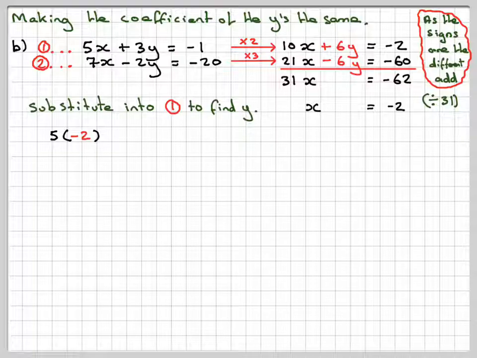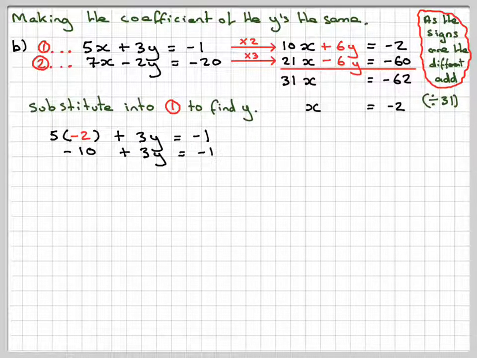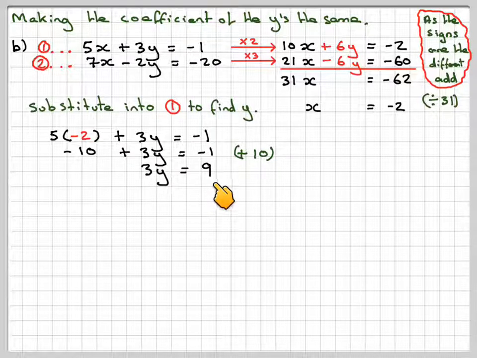So we're going to have 5 times minus 2 plus 3y is equal to minus 1. Be a bit careful because we've got some negative signs here. So we've got minus 10 plus 3y is equal to minus 1. So adding 10 to both sides will give me 3y is equal to minus 1 plus 10, which is 9. And then dividing by 3, we're going to get that y is 3.